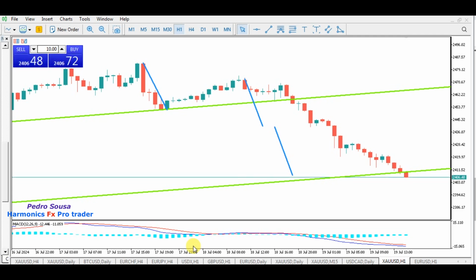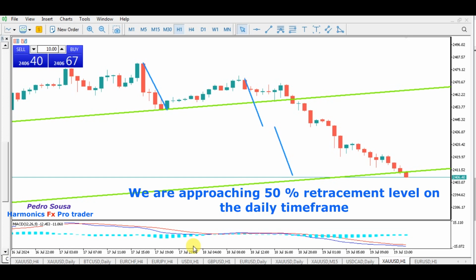If you were going to look at the daily chart, well, I can tell you, we're not going to get into that now, but price is approaching the 50% level also on the daily. But for today, I wanted to show you the workings of patterns such as the channel.